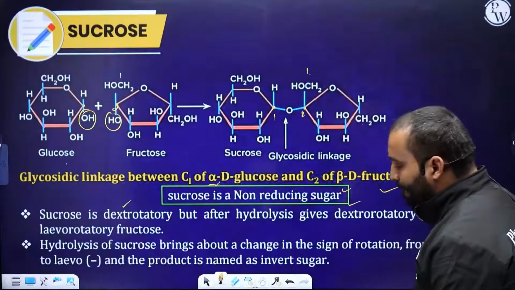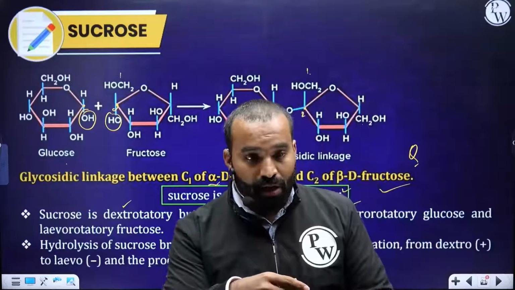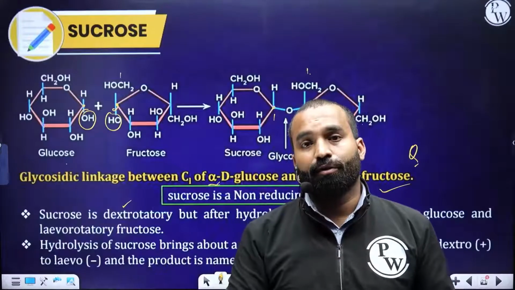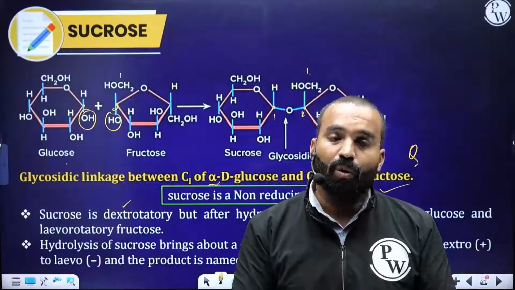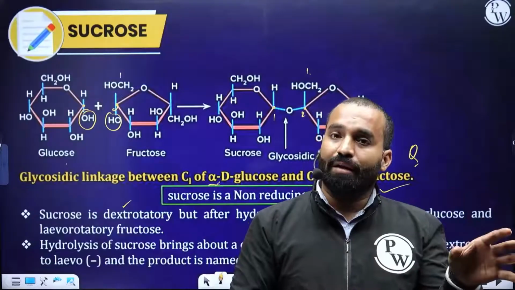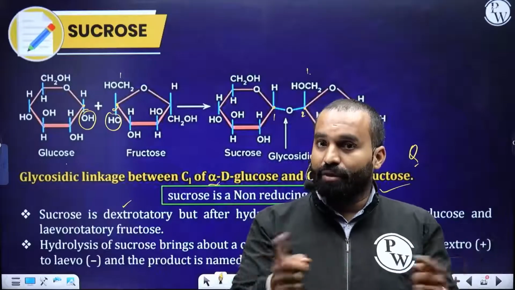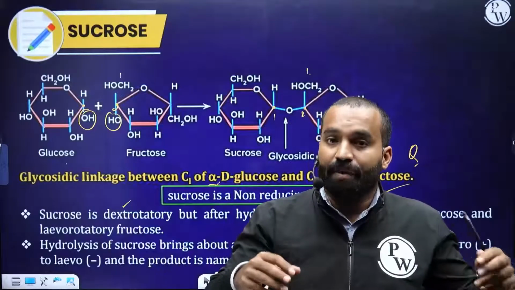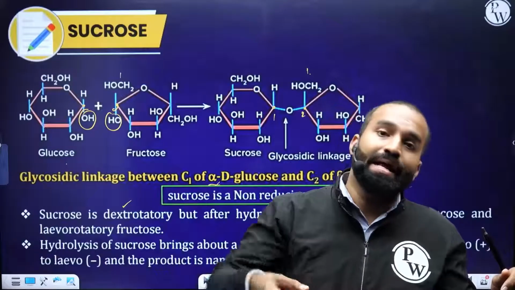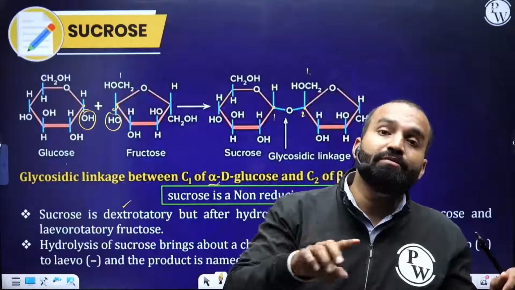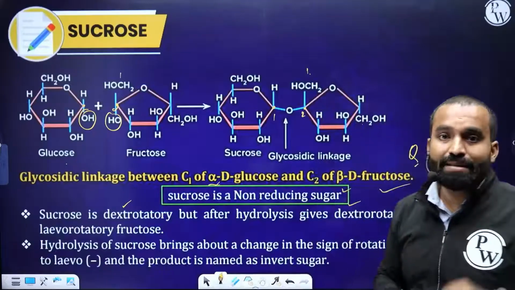dextrorotatory. But the interesting point is when you hydrolyze sucrose with the help of some amount of acid, it will hydrolyze into glucose and fructose. Glucose rotates in clockwise direction, fructose rotates in anti-clockwise direction, and as a result of the competition, the overall hydrolyzed mixture rotates light in anti-clockwise direction, in an invert direction, in the reverse direction. Hence, sucrose is also known as invert sugar.